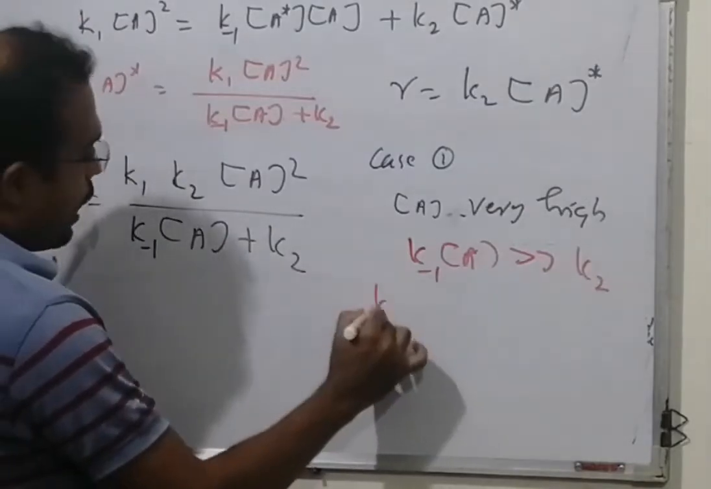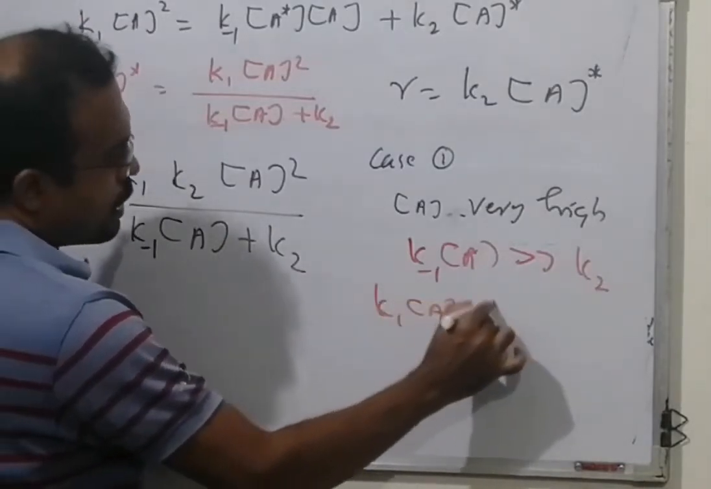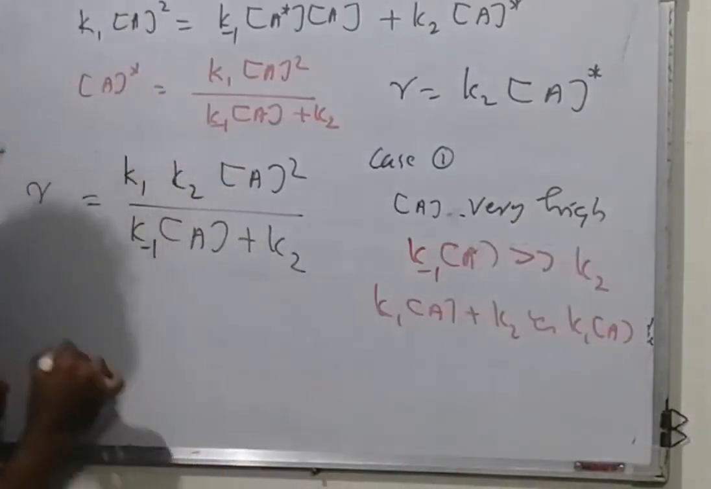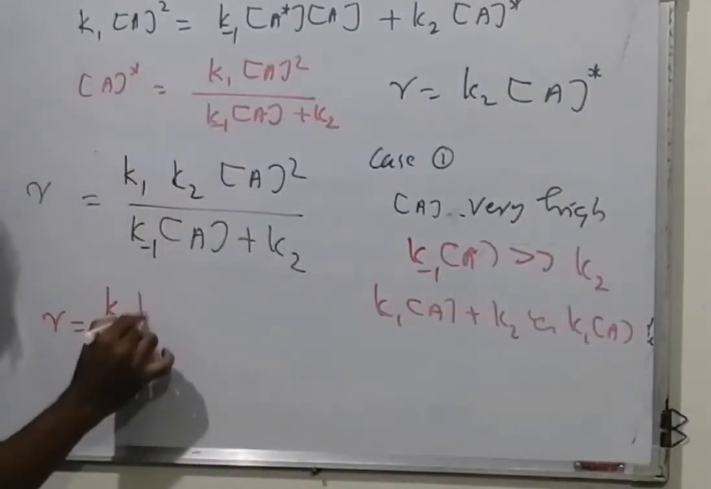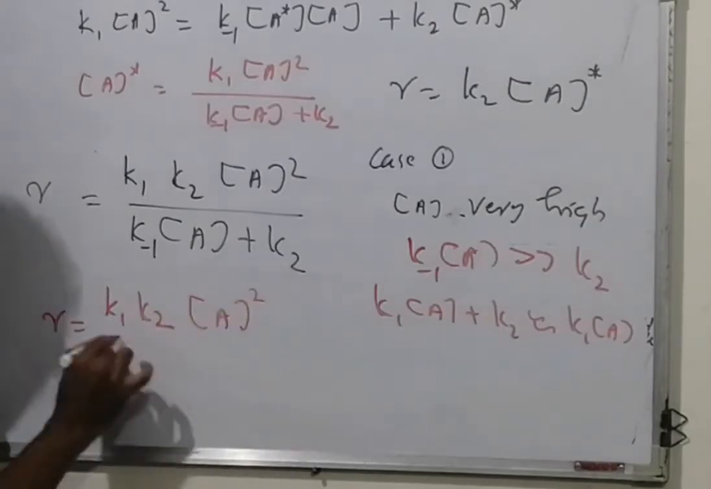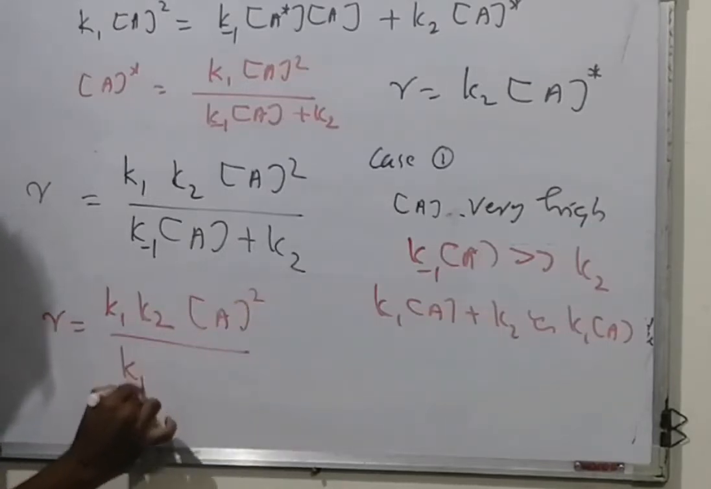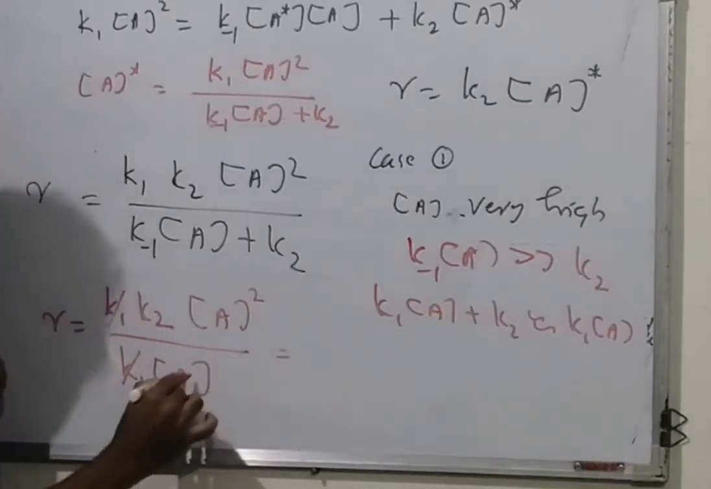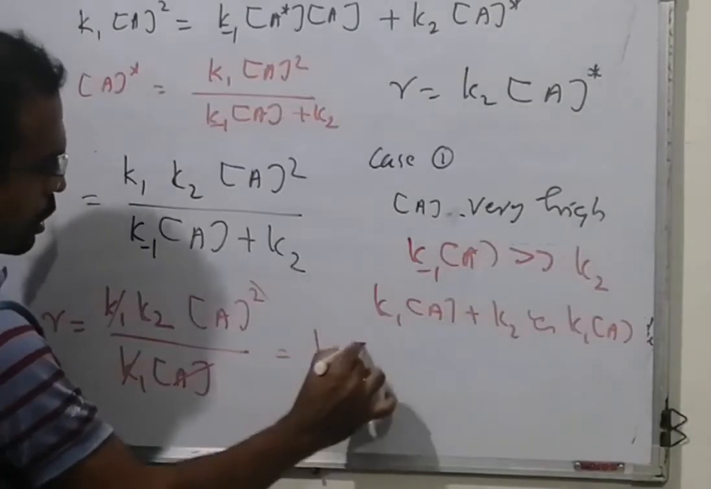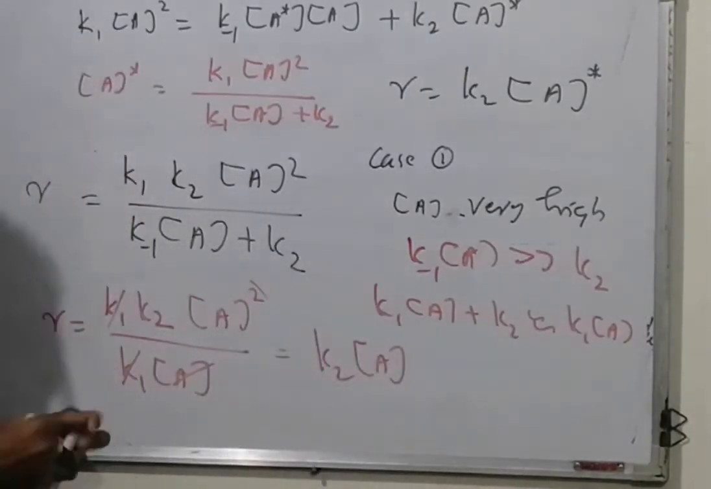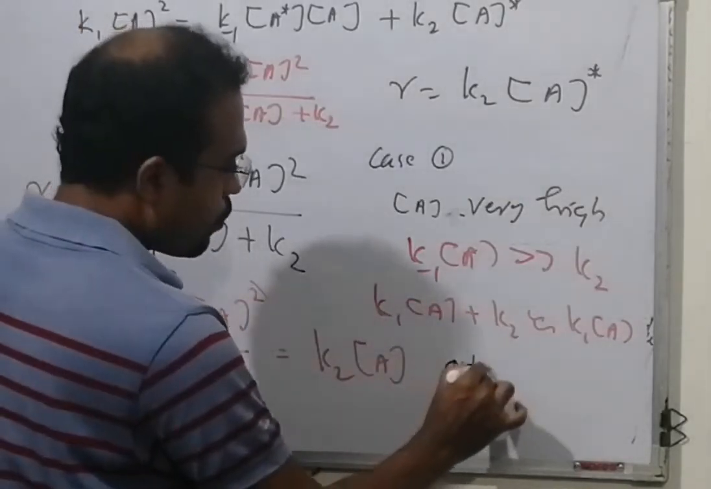Therefore K1A plus K2 can be equal to K1A. Therefore rate is equal to K1 K2 A square divided by K1A. K1 and K1 cancelled and A cancelled. Rate is equal to K2 times A. Now order is 1.